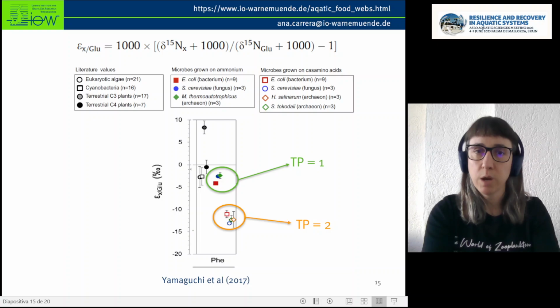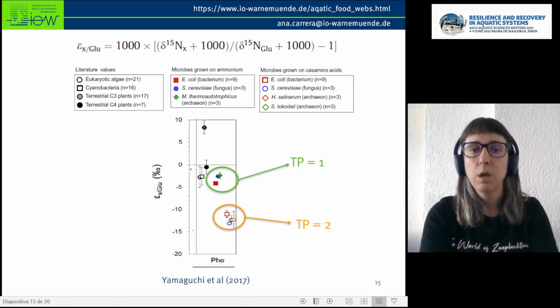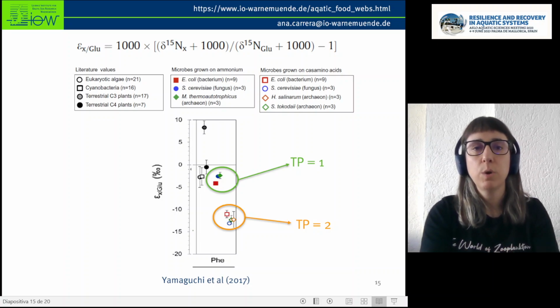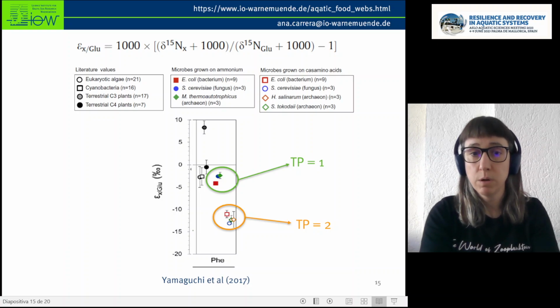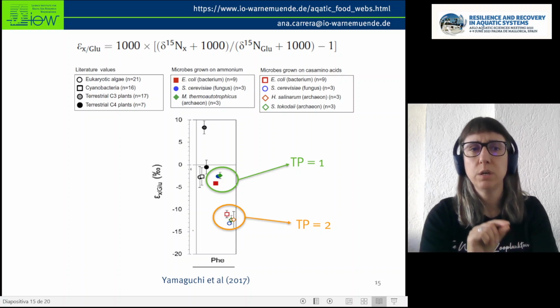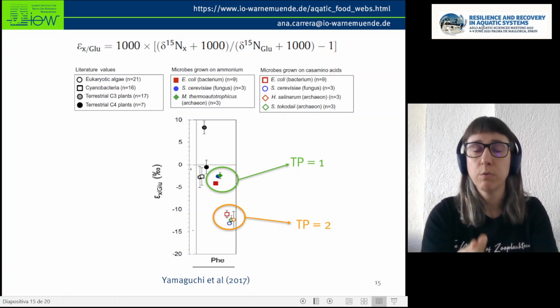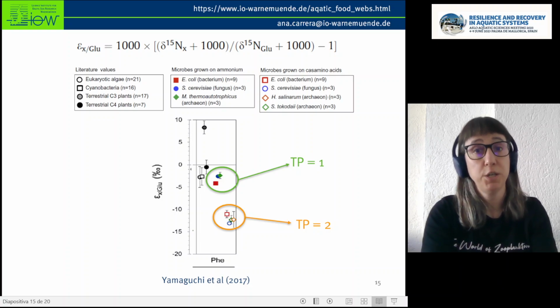So when you have microbes that are producing their own amino acids because they're growing on inorganic medium, their TP is 1, and this epsilon value is above -5 per mil, as you can see here in the green circle and the colored dots. When you have microbes that are growing on amino acids, so they are salvaging, living on ambient amino acids, they have a TP of 2, and this epsilon decreases below -10. So this proxy can serve to trace microbes growing on organics, so microbes salvaging amino acids.